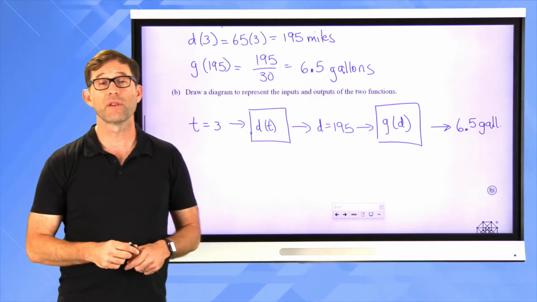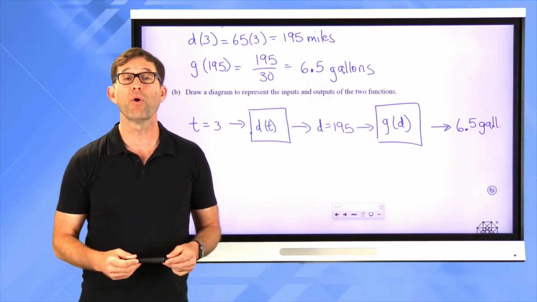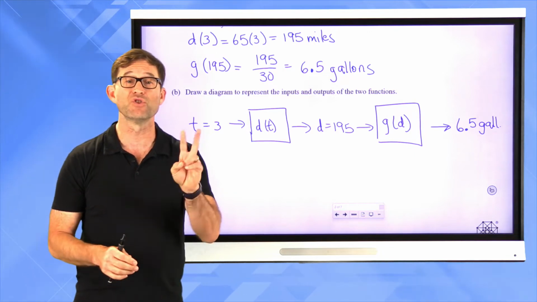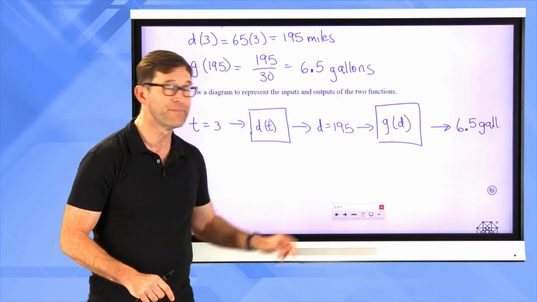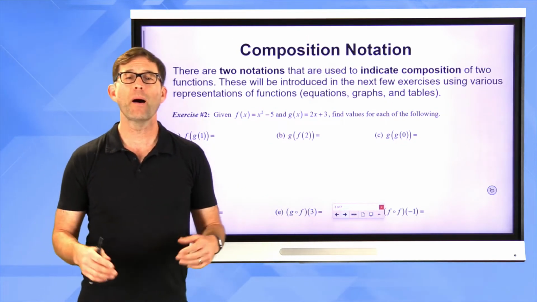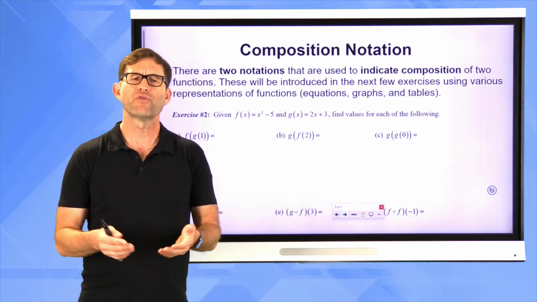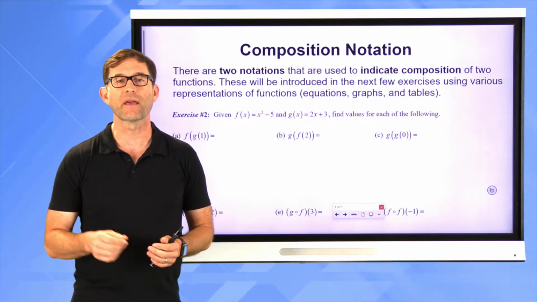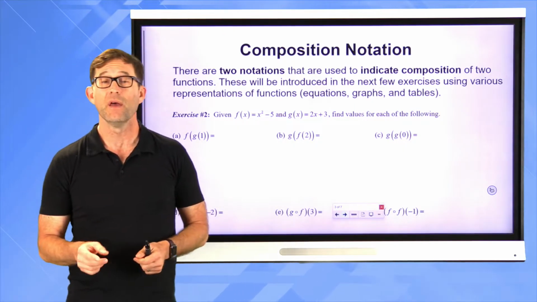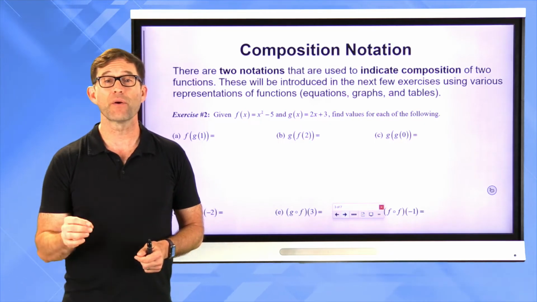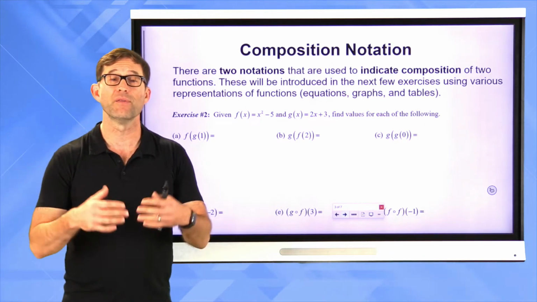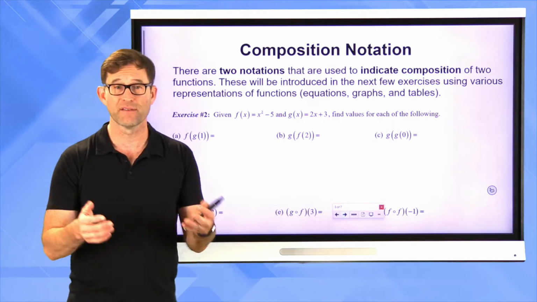In this particular lesson and in this course, we're going to mostly be sticking with the composition of just two different functions. So let's take a look at that a little bit more. Now, composition notation. There are two notations that are used to indicate composition of two functions. These will be introduced in the next few exercises using various representations of functions, i.e. the equations, graphs, and tables.